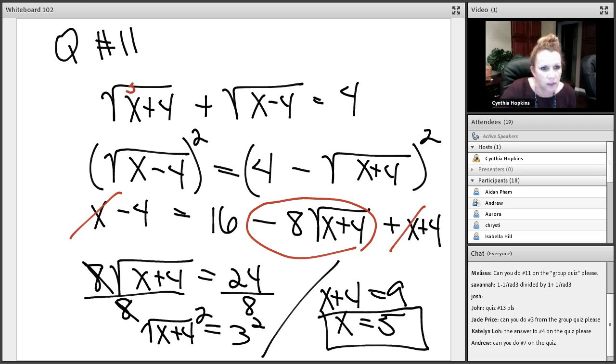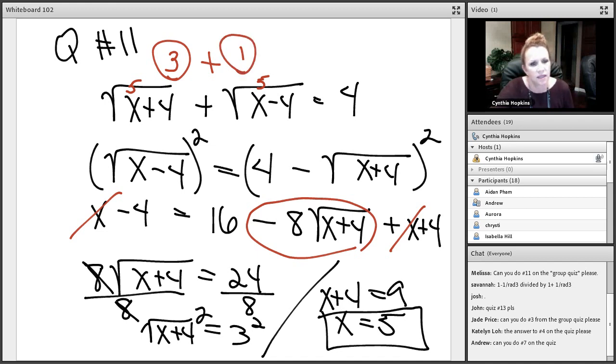Okay, so I'm going to plug in a 5 here for x and a 5 here for x. So 5 plus 4 is 9, and the principal square root of 9 is 3, plus 5 minus 4 is 1, and the principal square root of 1 is 1. And since 3 plus 1 does equal 4, my answer is correct. x equals 5 is not an extraneous root. That is the final answer.